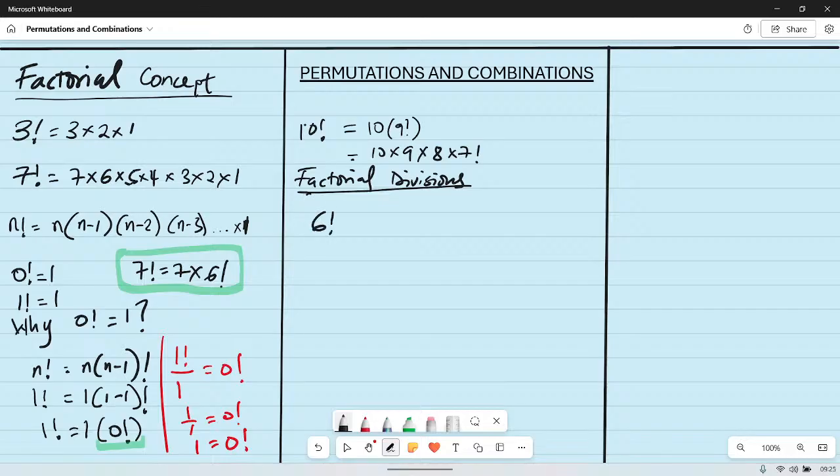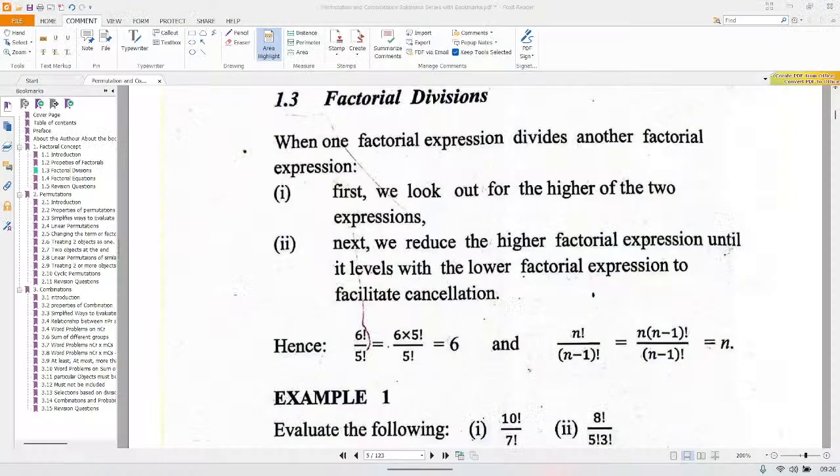if you have 6 factorial over 5 factorial, right? Listening. So if you have 6 factorial over 5 factorial, which one is bigger? Very good. So with the 6 factorial, you can break it down so that it becomes 6 times 5 factorial. Then it will cancel the 5 factorial below. Then the answer becomes 6. Are you okay? Nice. So that's the whole idea of factorials.